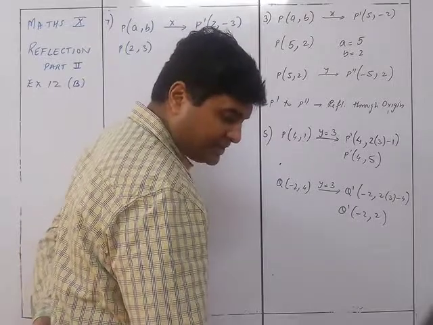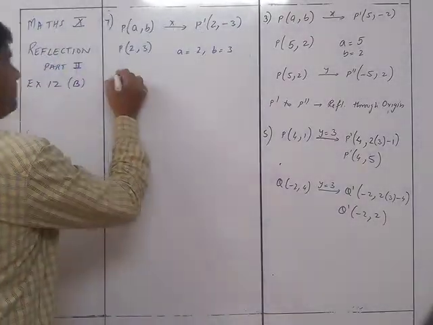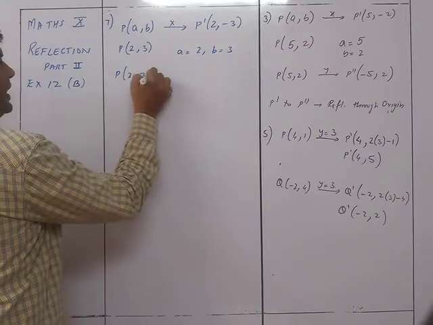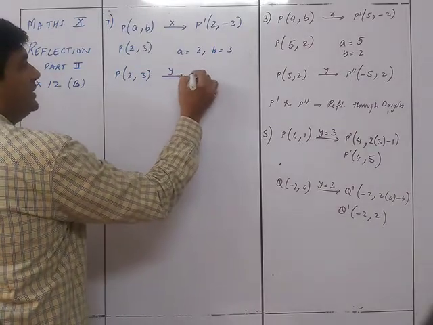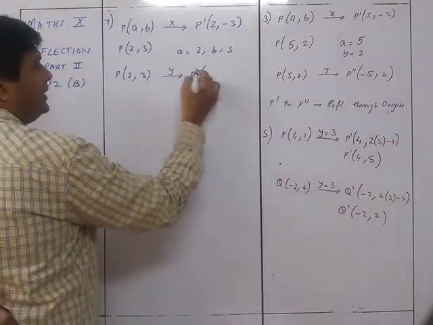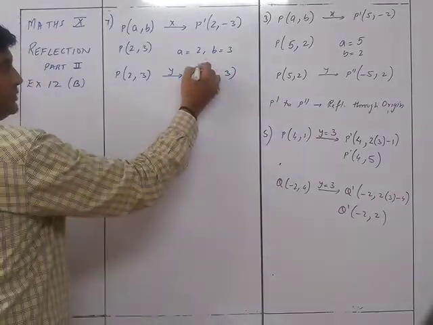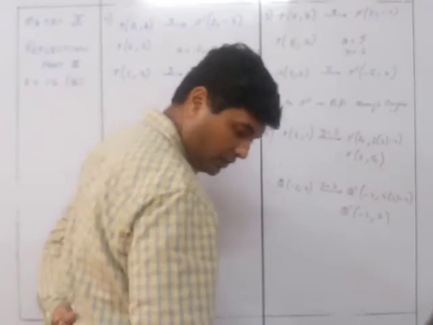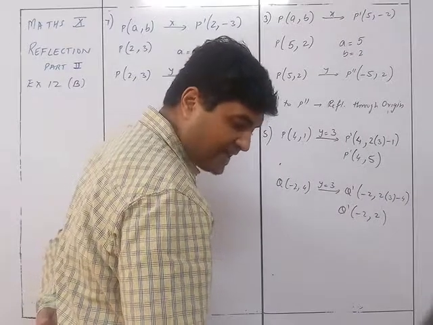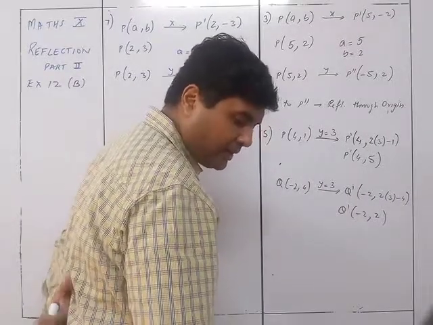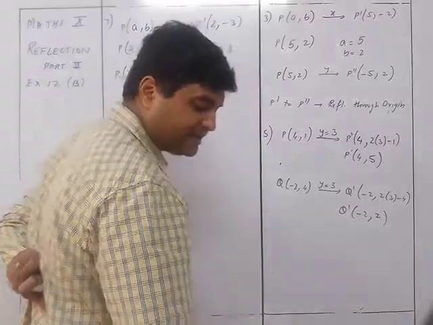P dash dash is the image of P reflected by the y-axis. So P (2, 3) under reflection in the y-axis, y will not change, so it will be (-2, 3). That's P dash dash. Find the coordinates of P dash dash dash when P is reflected in a line parallel to the y-axis, x equals 4.